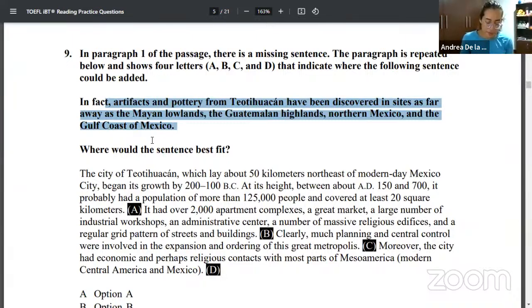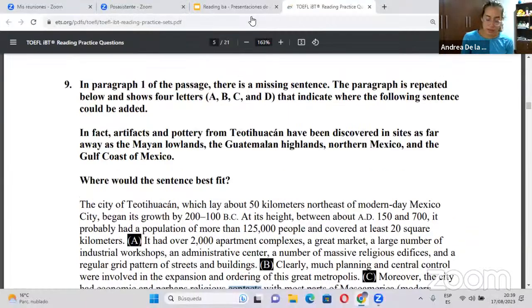Okay, guys? Is that okay? Do you all see why option D is the correct option? Do you have any questions so far? No, all clear? Okay, guys, perfect. So these are insert text questions.